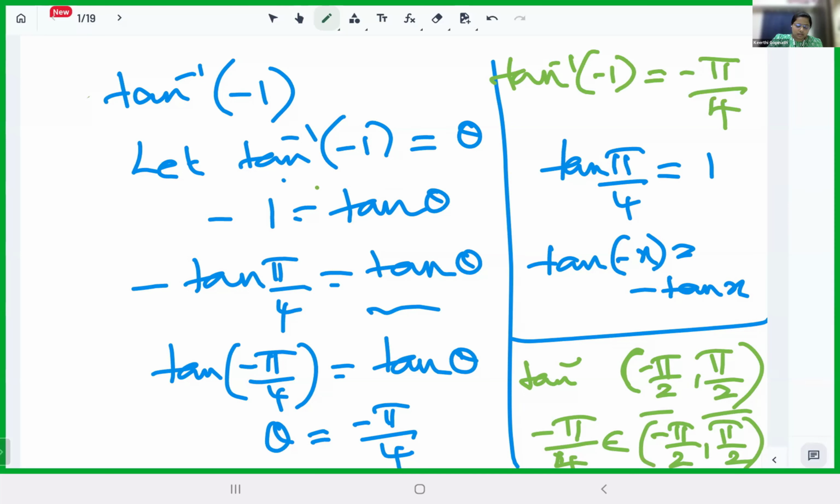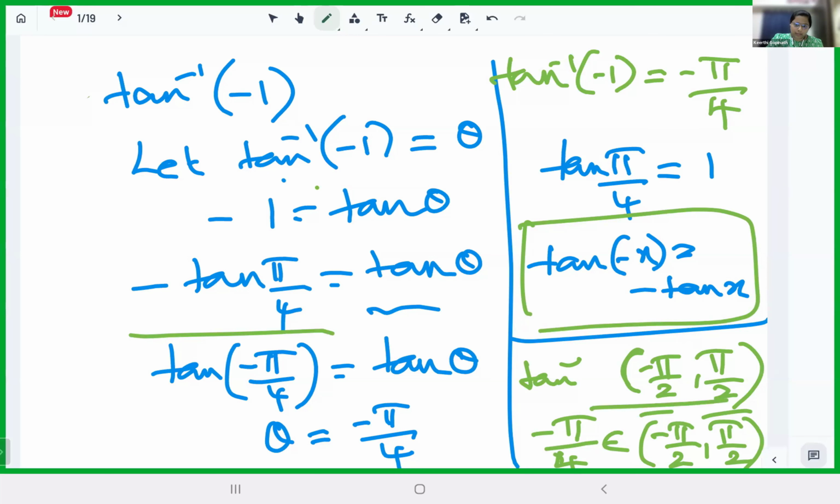Okay, is that clear to you all? So we started by putting tan inverse of minus 1 as theta. So by the definition of inverse trigonometric function, minus 1 is equal to tan theta. For 1, we substitute the value tan pi by 4, because tan pi by 4 is 1. So instead of 1, I'm giving tan pi by 4. In order to make both sides positive, I'm applying the property tan of minus x is equal to minus tan x. So minus tan pi by 4 became tan of minus pi by 4. That is equal to tan theta. So we got that theta is equal to minus pi by 4. And we check whether this theta belongs to the PVB of tan inverse. Here the PVB of tan inverse is minus pi by 2, comma pi by 2, and this theta belongs to that interval. Okay. So we found out the principal value of tan inverse of minus 1.